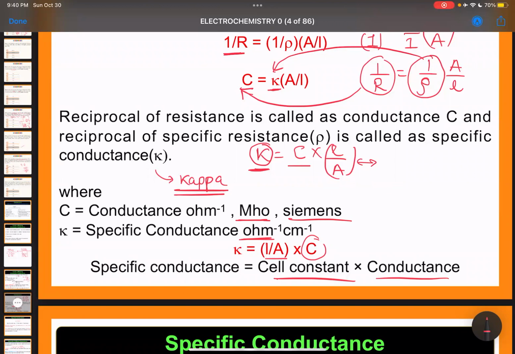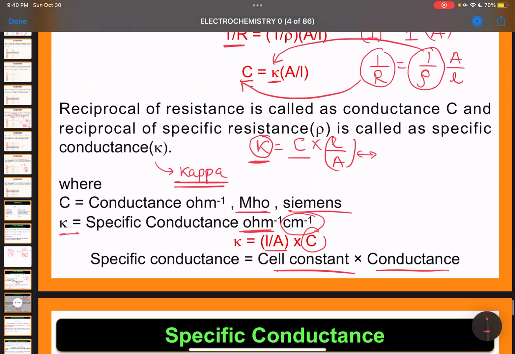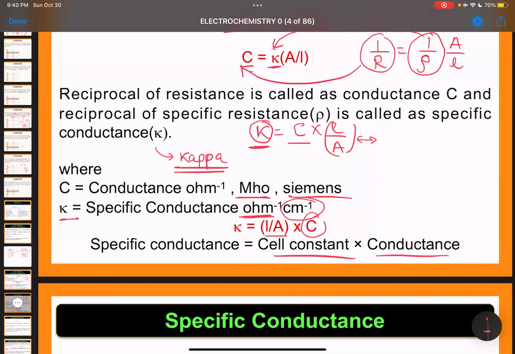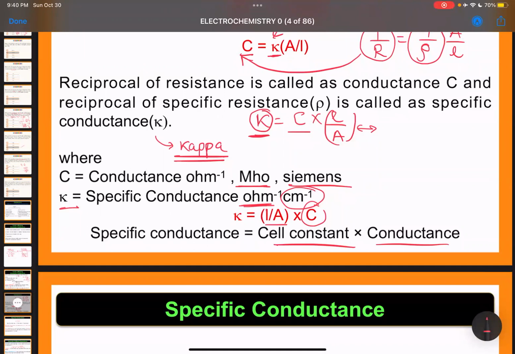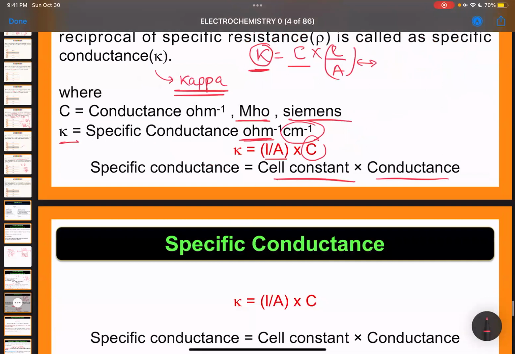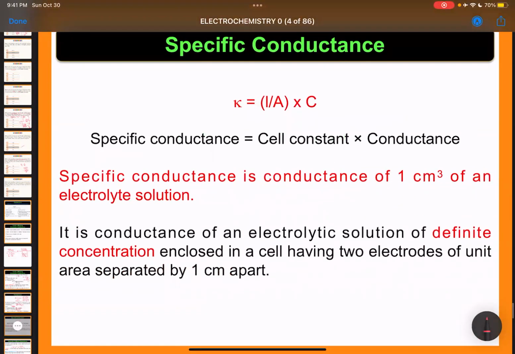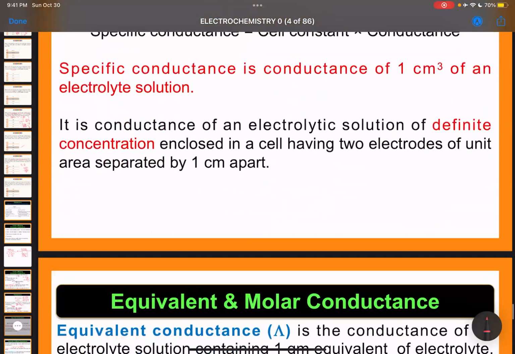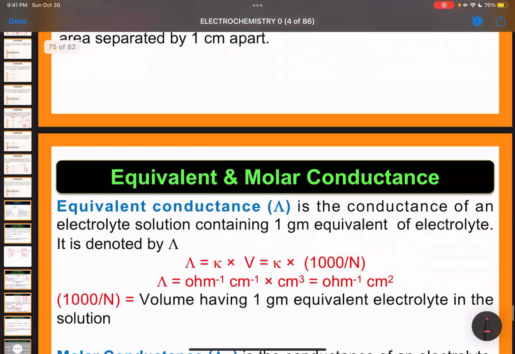And L by A, length upon area, centimeter upon centimeter square, is per centimeter. So that's the unit of kappa: per ohm per centimeter. You could take meter because meter is the SI unit, but meter is actually a very large unit for calculation. So we take centimeters, which is a small unit and easy to calculate, but centimeter is not the SI standard unit. So kappa is the conductance of 1 cubic centimeter.